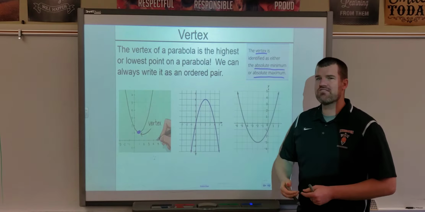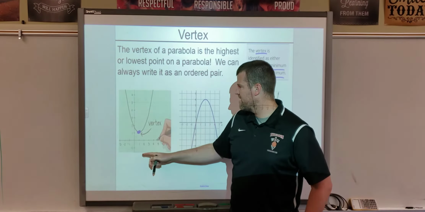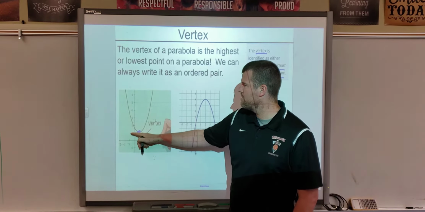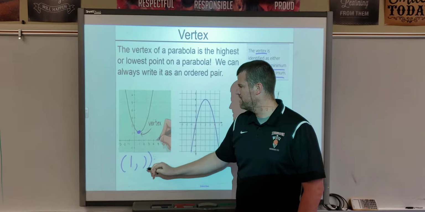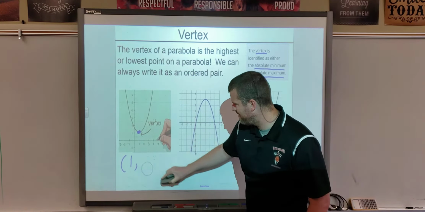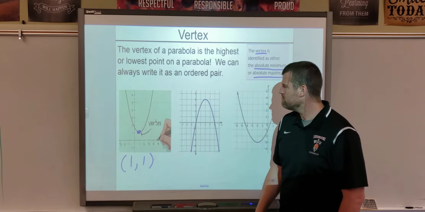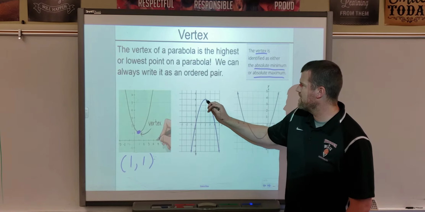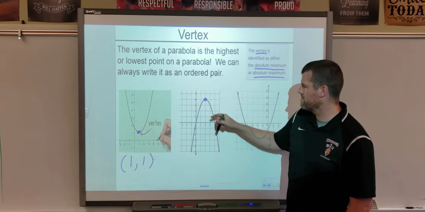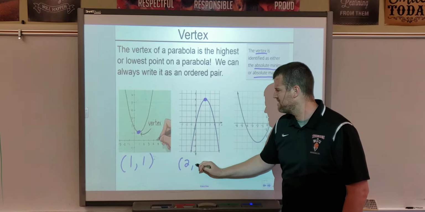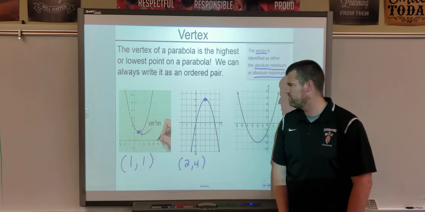When we talk about the vertex, though, we always want to label it with an ordered pair. So this vertex right here, since the x-coordinate is 1 and the y-coordinate is 1, has a vertex of (1, 1). The vertex on this one is right here, which is a maximum, at the ordered pair (2, 4). So we would say the vertex of this graph is at (2, 4). So the maximum is our vertex, which is (2, 4).